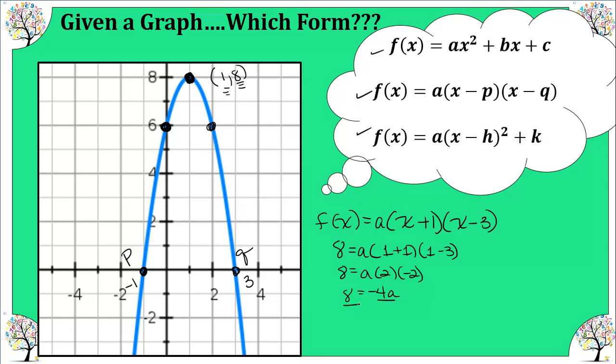Now we're solving for a. And our a value is -2. We put this all together. F of x equals -2 times x plus 1 times x minus 3. Again, if you were asked to now convert it to standard form, you would just multiply all of this together.